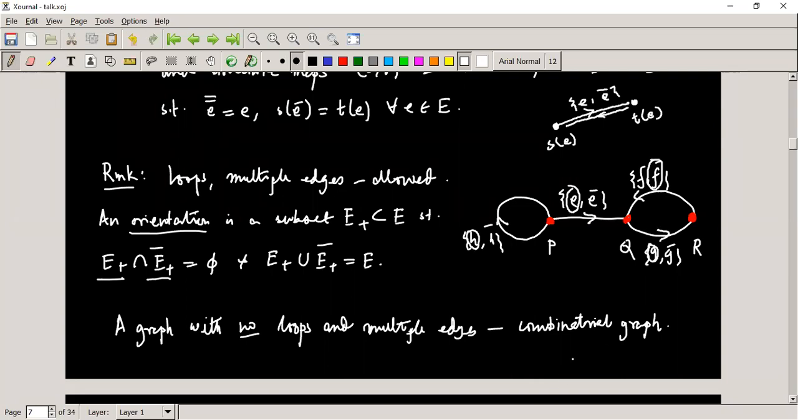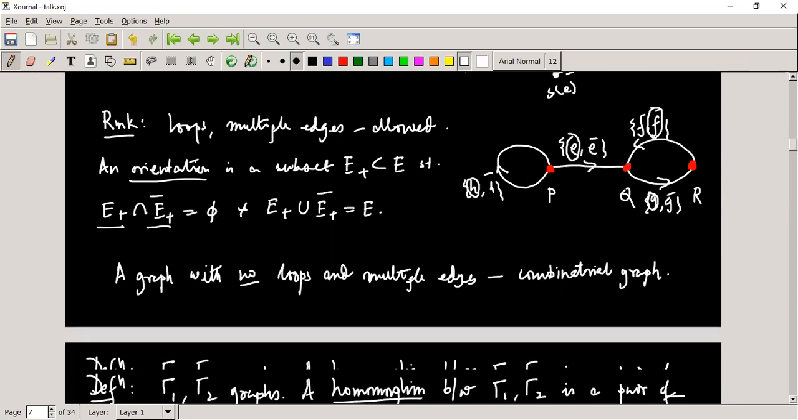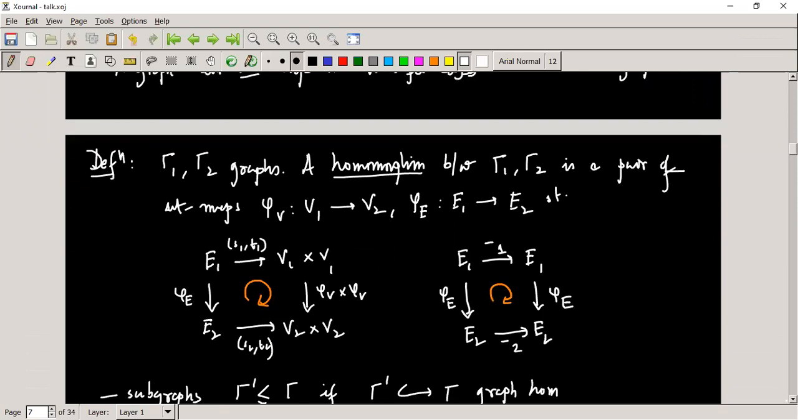A graph with no loops and multiple edges is called a combinatorial graph. This is like a simplicial complex for people who know the term. A graph homomorphism is just how you do it in algebra. It's a pair of maps between the vertex set and edge set such that it commutes with all the structure maps.